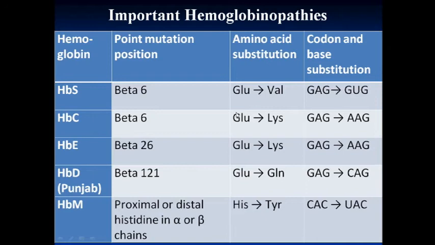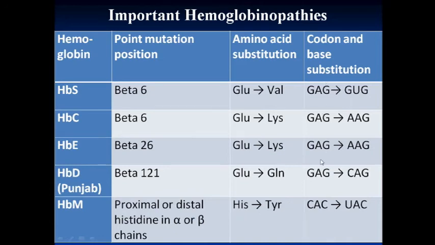Now, amino acid substitution in HbS: glutamate is replaced by valine. In HbC, glutamate is replaced by lysine, and in HbE, glutamate is replaced by lysine. In hemoglobin D, glutamate is replaced by glutamine, and in hemoglobin M, histidine is replaced by tyrosine. GAG is the code for glutamate, and CAC is the code for histidine.